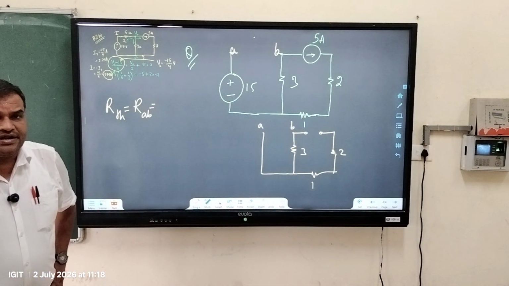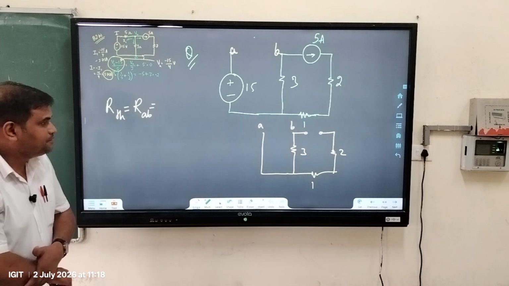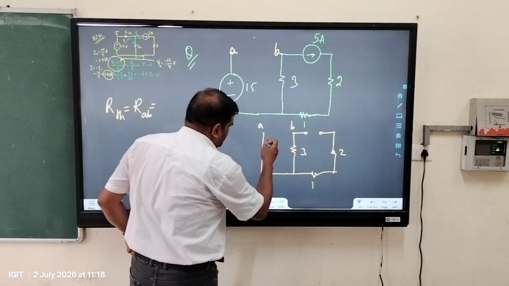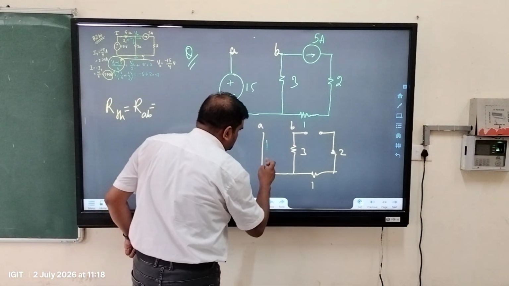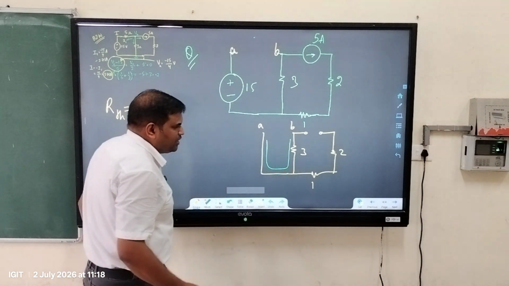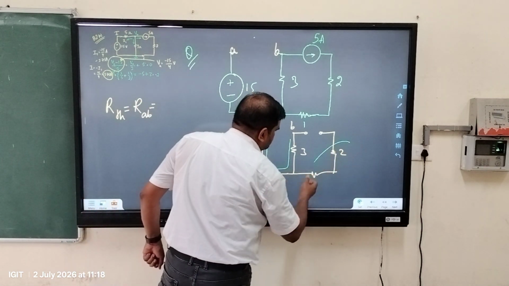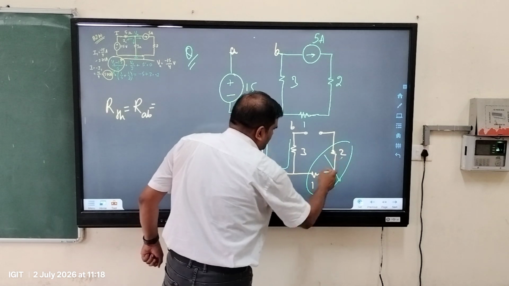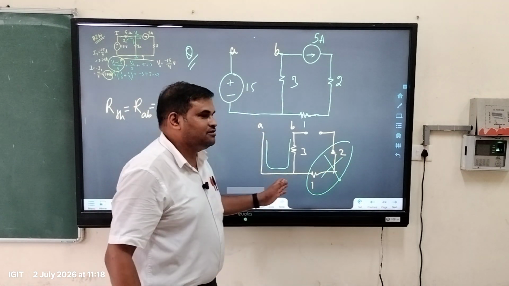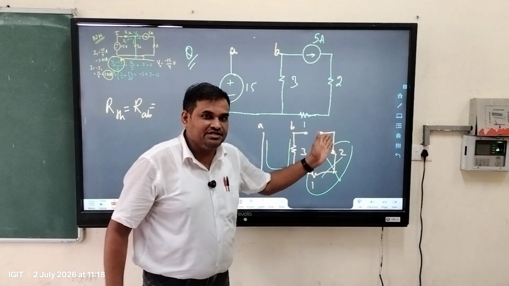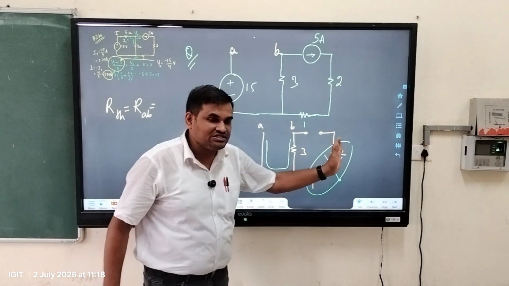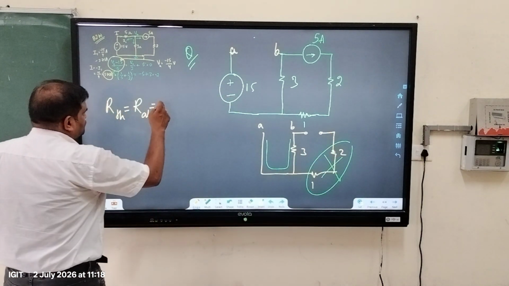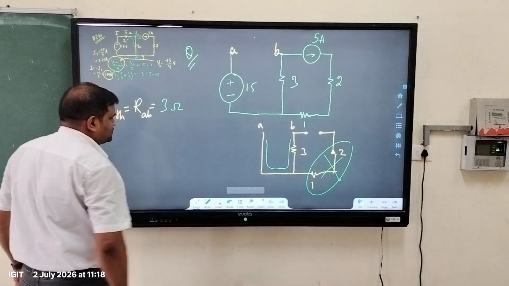Now what is the resistance between A and B? The resistance between A and B will be this. What about these two resistors? These two resistors will be null and void because they are not connected in series, neither in parallel, so they are out of the circuit. So the only resistance which is there is 3 ohms.